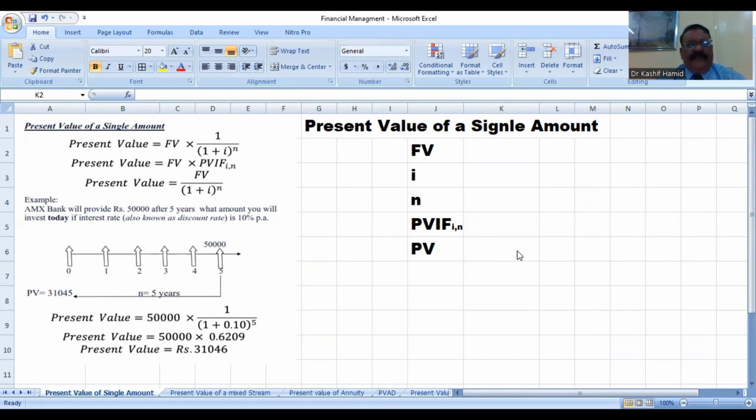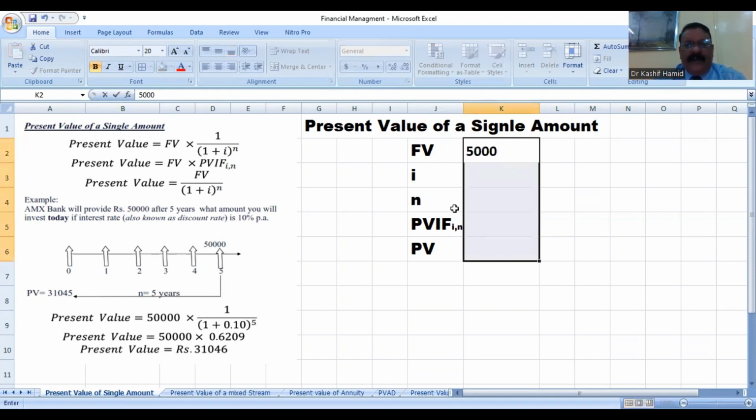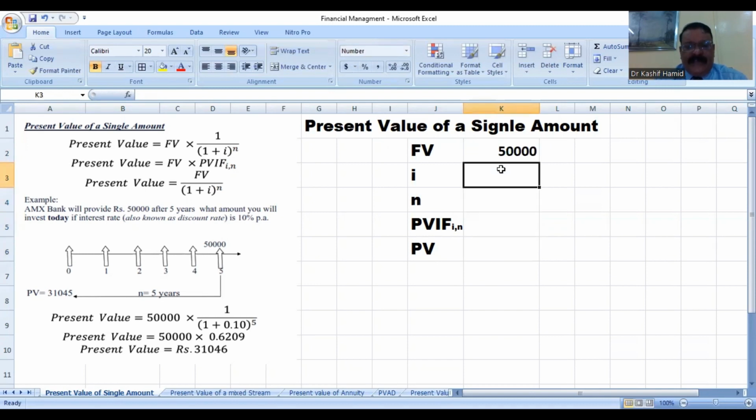So simply, present value will be equal to 50,000 multiplied by 1 over 1 plus I, 0.10, whole power n. After computation the factor is 0.6209, and 50,000 times that gives 31,046. Let us compute it in Excel and we find this value. The future value to be provided is 50,000. Interest rate is 10%, 0.10, and n is 5 years.